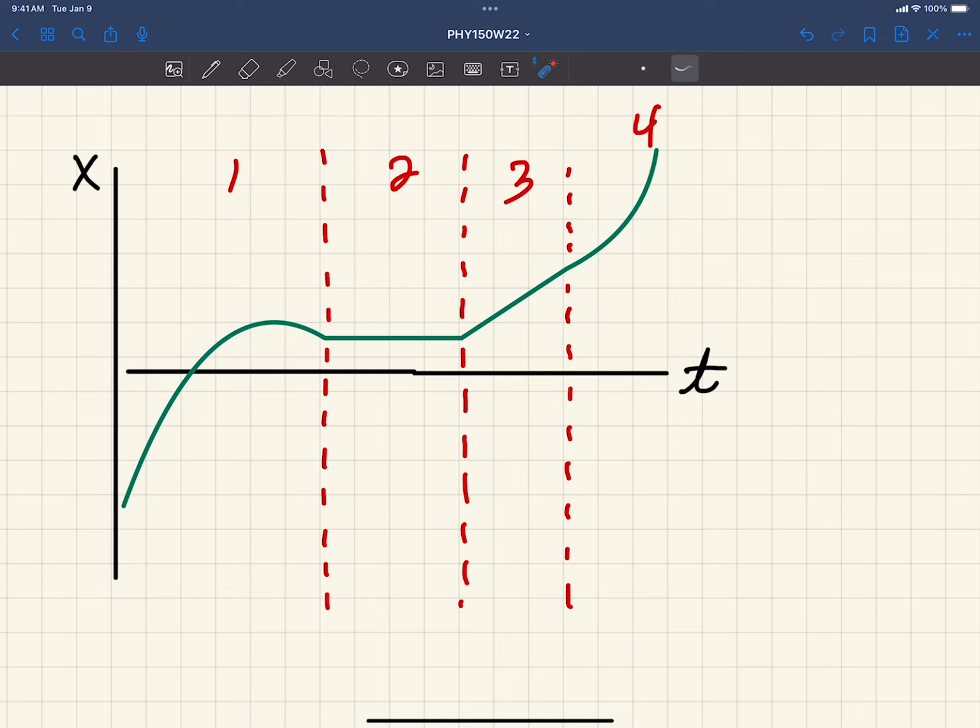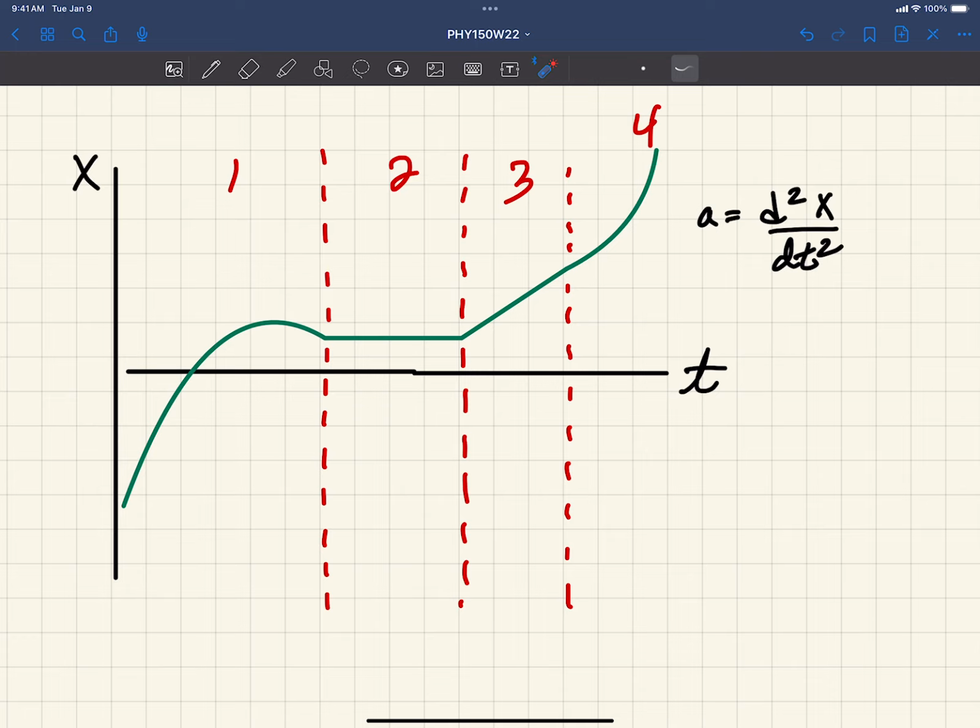Here I'm talking about accelerations. If we recall that acceleration is the second derivative of position with respect to time, what we can see here is there are 4 different regions of concavity. This region we say is concave down, this region has no concavity, this has no concavity, and this is concavity up, or concave up.